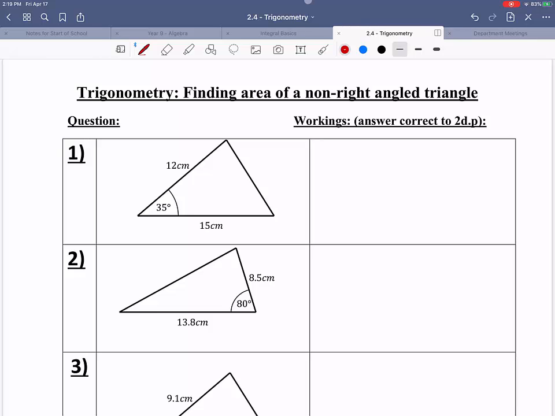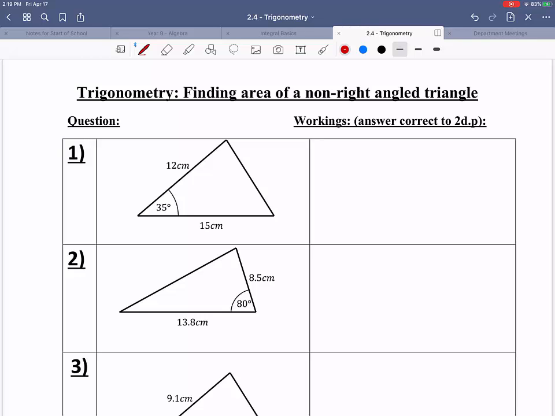Hi again, everyone, and today's video is on finding the area of non-right angle triangles. Now, you've already done finding area of triangles way back in junior school, and the way you did it was the formula for the area of a triangle. Now think for a second. Do you happen to remember what that is? It happens to be 1/2 the base times the height.